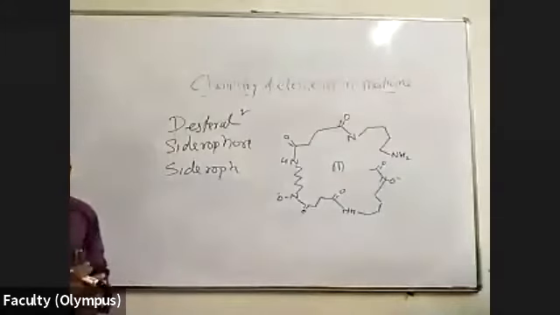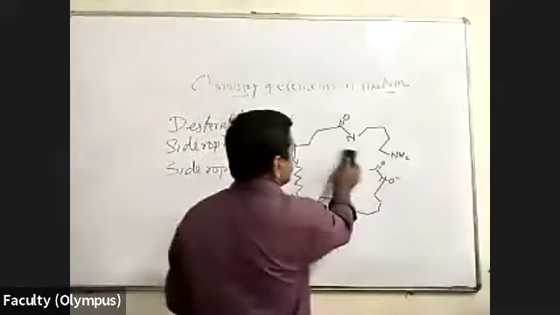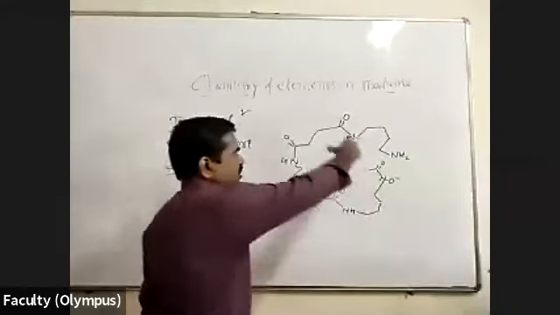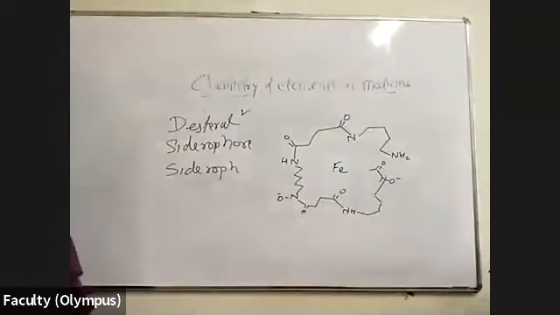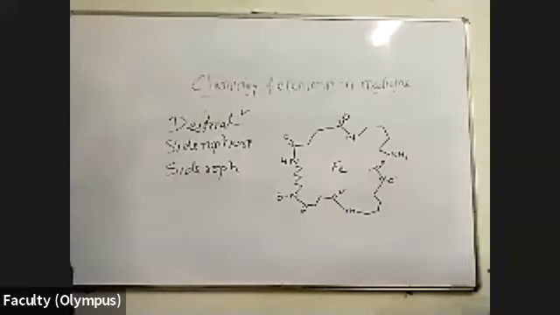So this drug is given intravenously. When there is excess iron in the body, this can form chelate compounds with the iron. That iron gets trapped in these cavities and is removed through excreta from the living system. Since we are using this chelating agent, this is called chelation therapy.